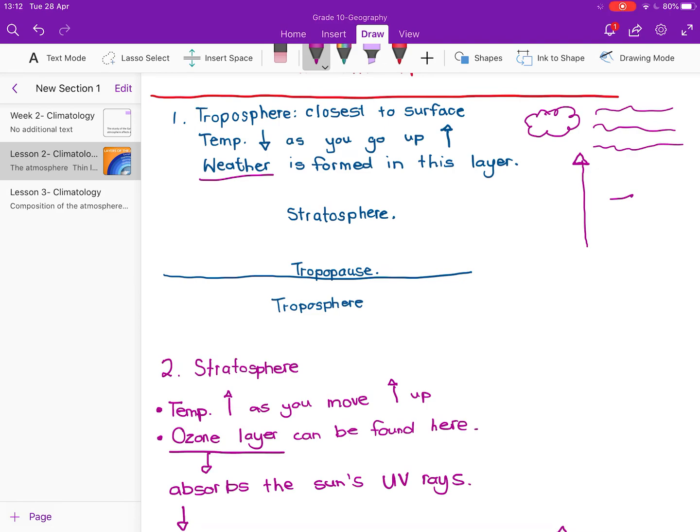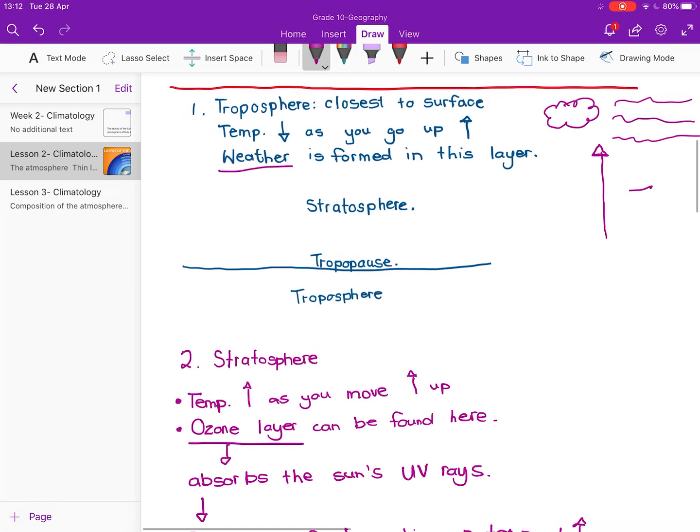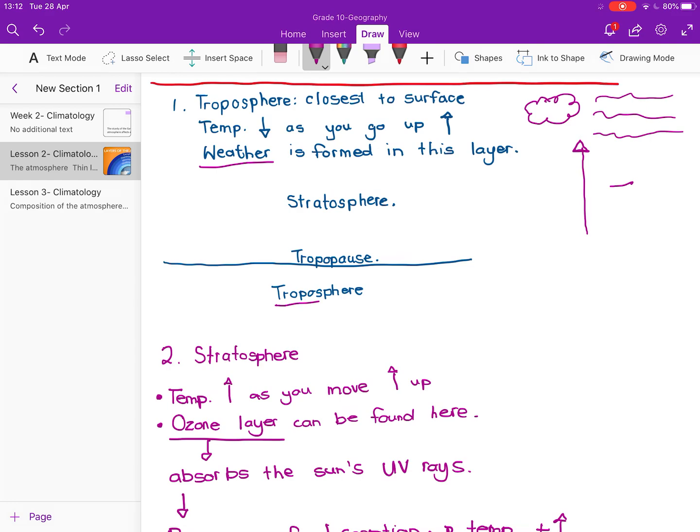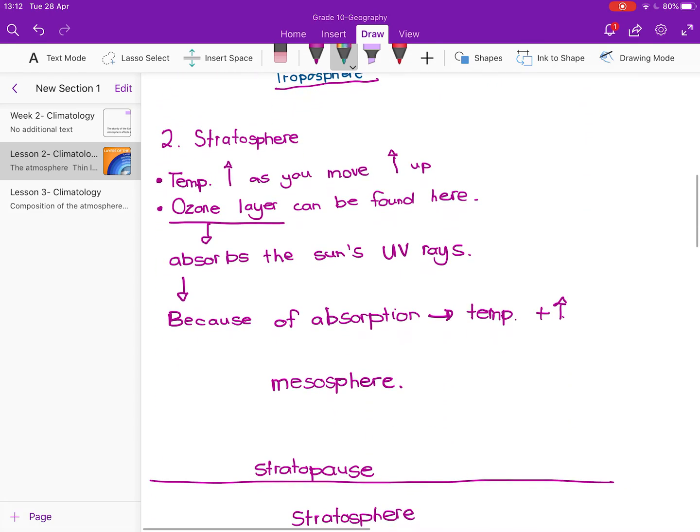Now, I drew a little diagram here for you. The troposphere would be right here at the bottom, closest to the surface of the Earth, and then you would get something called the Tropopause. So the Tropopause is what separates the troposphere from the stratosphere. Now the stratosphere is our next level. So you need to know that between the troposphere and the stratosphere, you find the Tropopause.